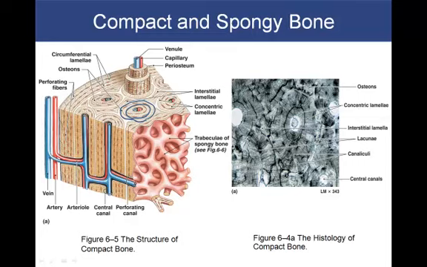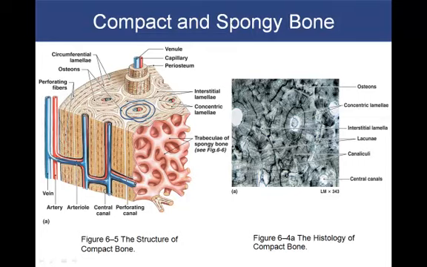And along with those central canals, we also find a number of perforating canals. And these are canals that tend to run perpendicular to the central canals. These perforating canals help deliver a blood supply to deeper osteons within the compact bone, but it also brings a blood supply to the tissues of the medullary cavity.